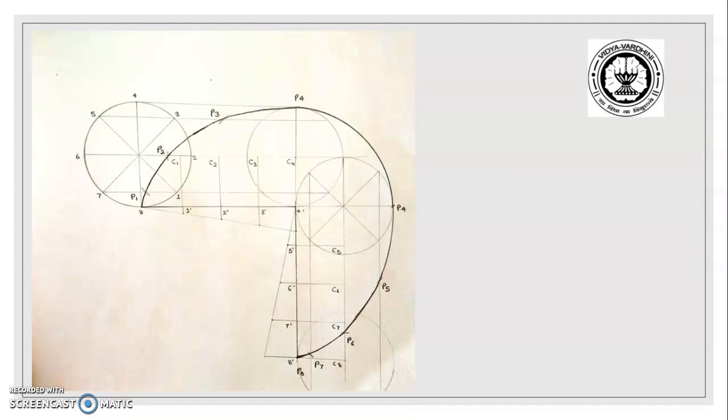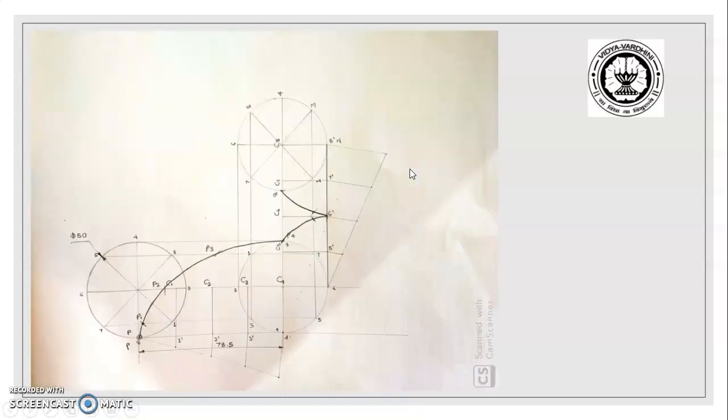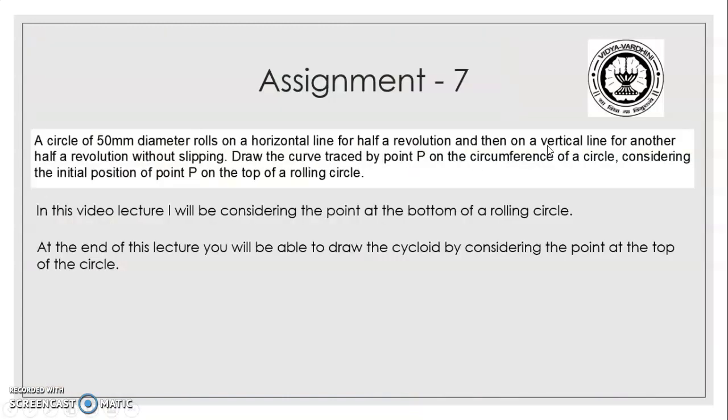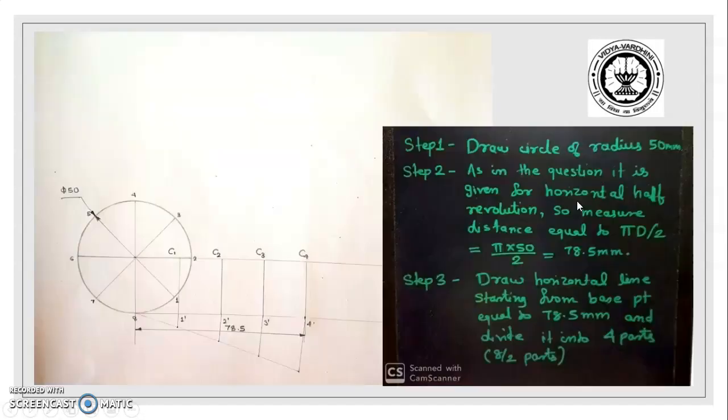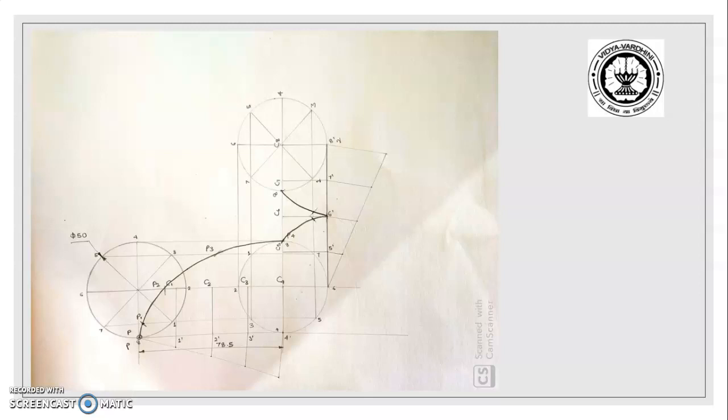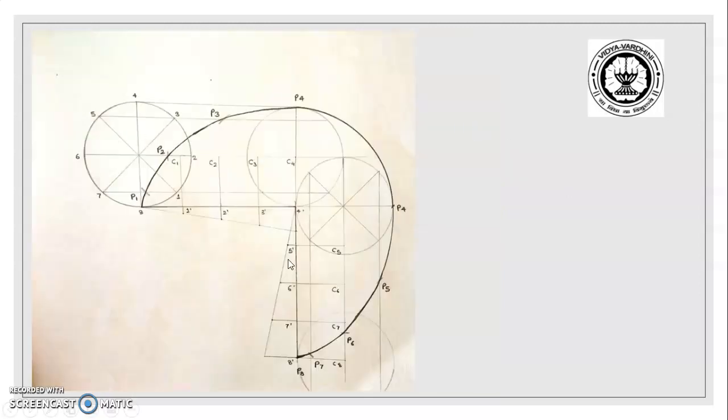Because in the question it is not mentioned that the line is horizontal and vertical, it is going downwards or upwards. If you look at the question, rolls on a horizontal line for half a revolution and then on a vertical line for another half of the revolution without slipping. Here it is not mentioned that the vertical line is moving upwards or downwards. Hence there are two solutions possible. One solution is this, another solution will be this way. So first half of the revolution is this way. The curve is exactly drawn the similar way what we have drawn in the first portion.